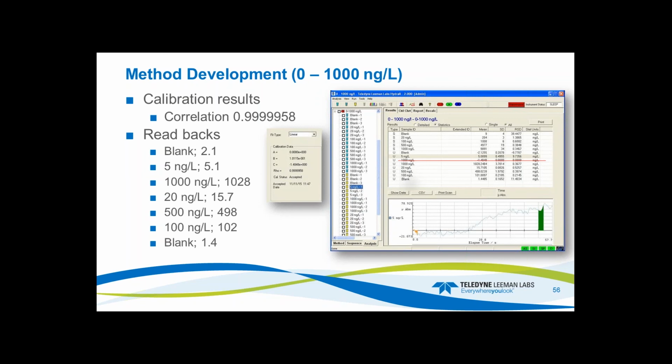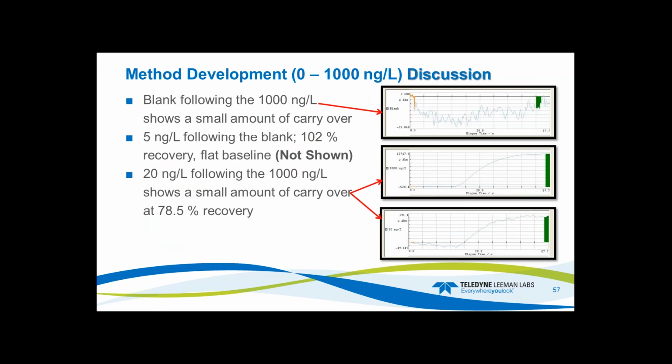The 1,000 came in at 1,028. The 20 came in at 15.7, a little bit low off the 20. 500, 498, 100, 102, and then the last blank came in at 1.4. So the first blank was slightly high, maybe a little bit of contamination from the 1,000. The last one reads after the 100, less mercury in the system, a little better value, but overall that's not too bad.